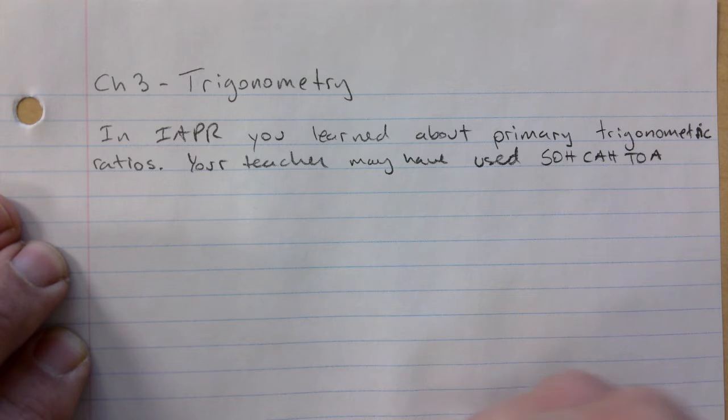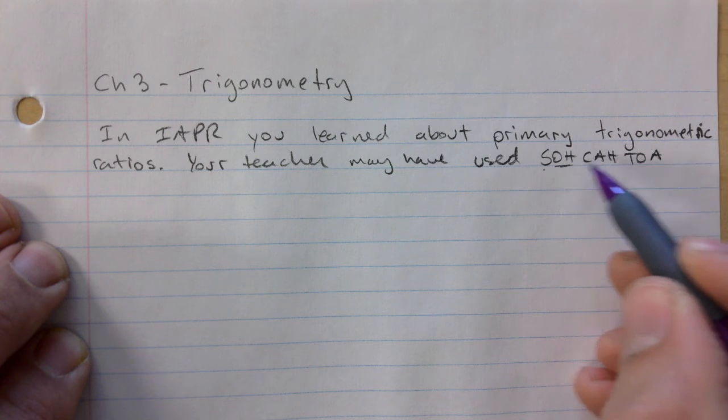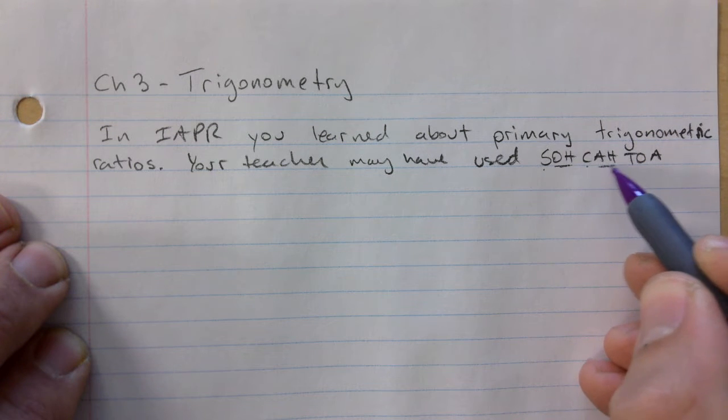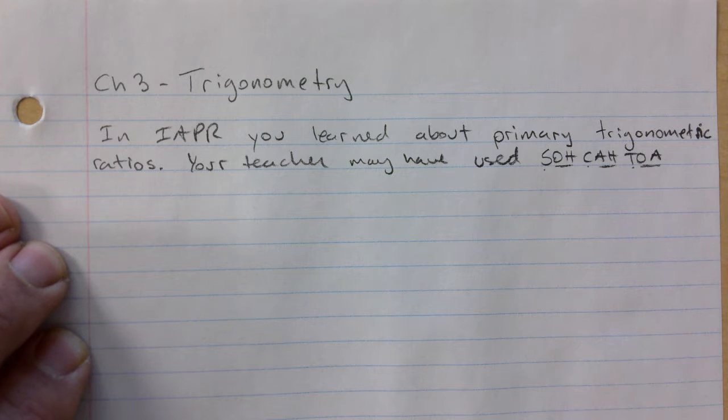That's right. And so sine relates opposite and hypotenuse. Cosine relates adjacent and hypotenuse. Tangent relates opposite and adjacent. So there is some good news here.